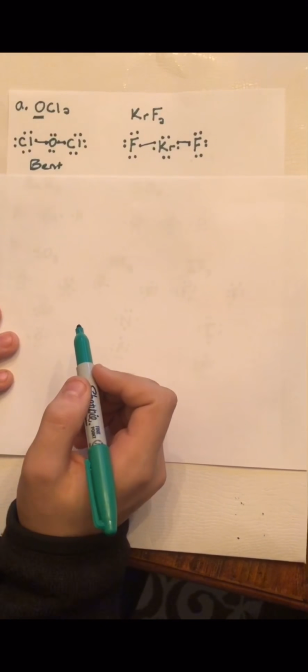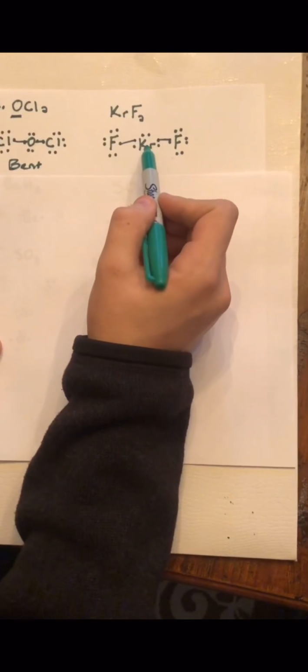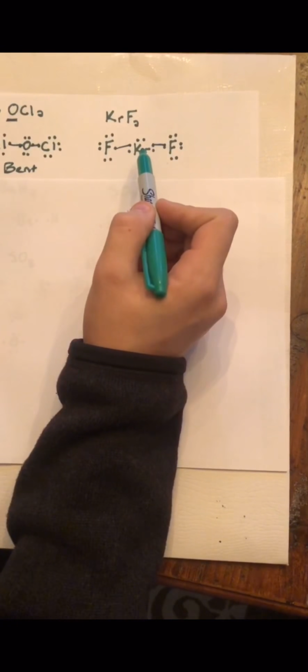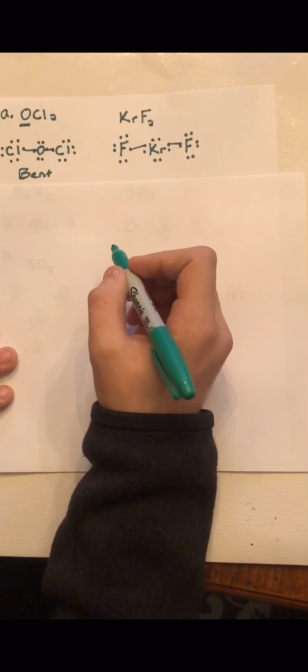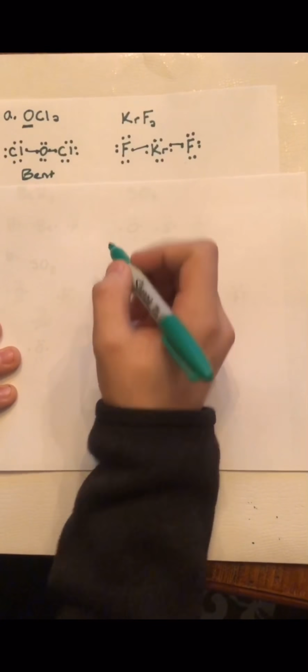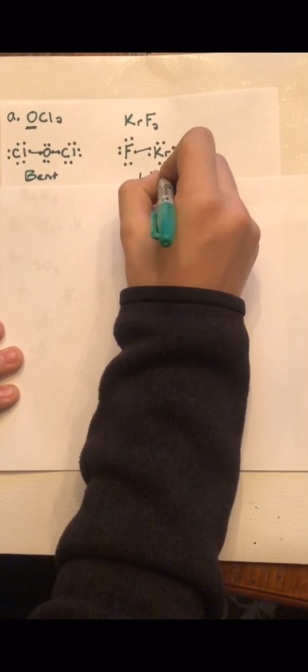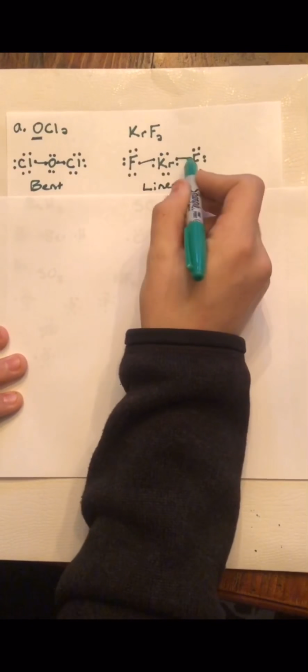Now, because krypton is in the p block, we know that its valence capacity is higher. Therefore, it can hold 10 electrons. We know that the geometry of the structure is linear because it has 2 bonds and 3 unshared pairs.